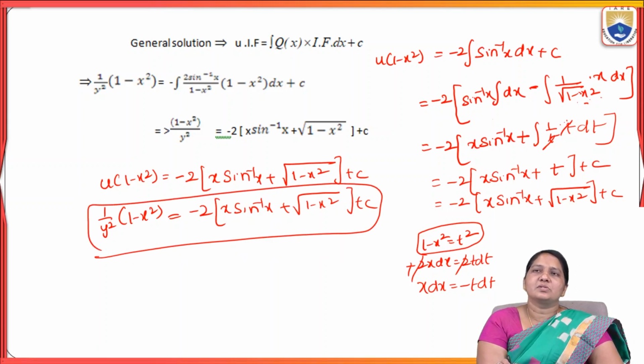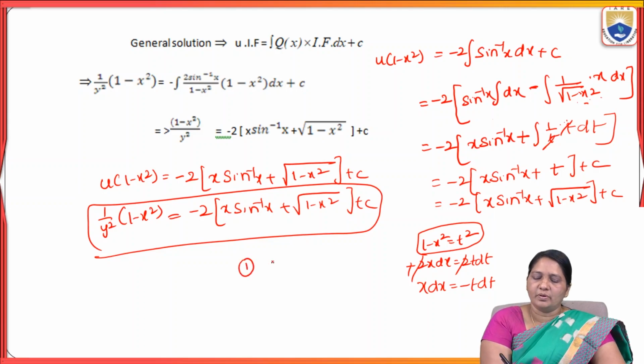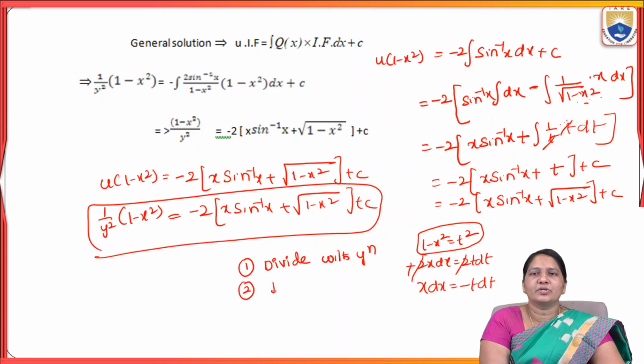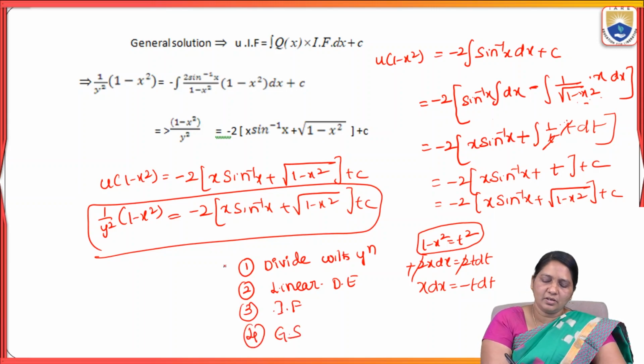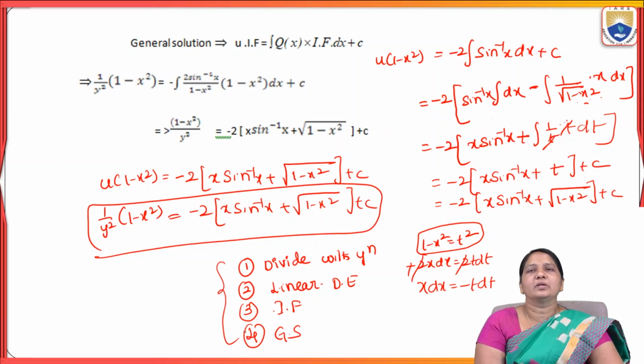So this is the procedure we follow to solve Bernoulli's differential equations. Let me recall the steps. The first step, we divide by y power n. The second step, we convert the given equation into a linear differential equation. After that, we calculate the integrating factor. The fourth step, we calculate the general solution. These are the 4 steps we follow to solve a Bernoulli's differential equation.